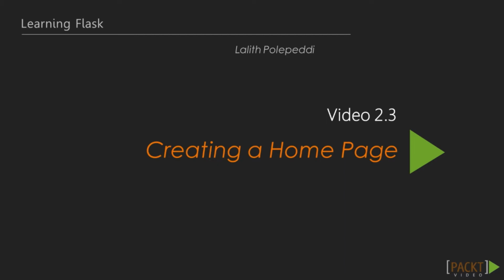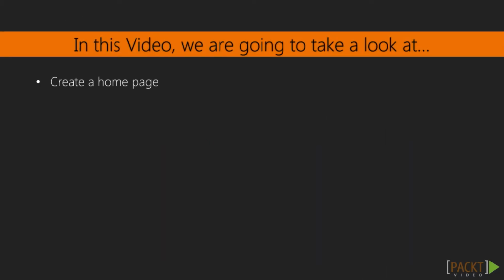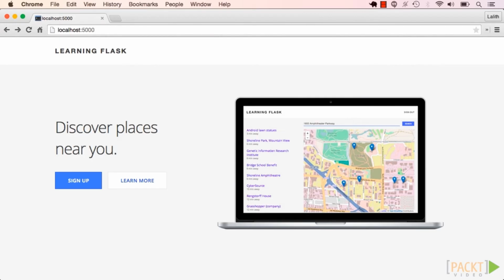Welcome back. In the last video, we talked about the request-response cycle. In this video, we'll start by making a home page for the Flask app. The home page will have an image of the app, a few lines about what the app does, and buttons to sign up or log in.